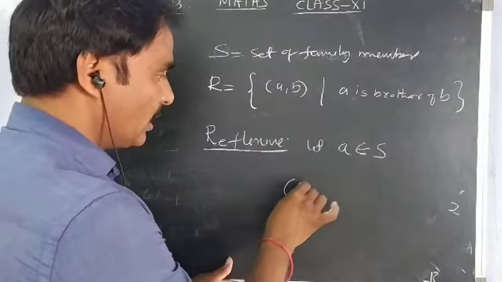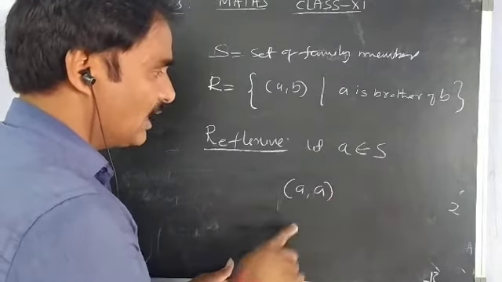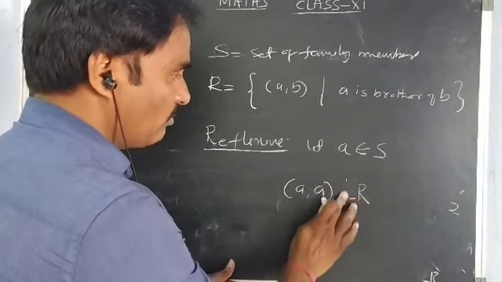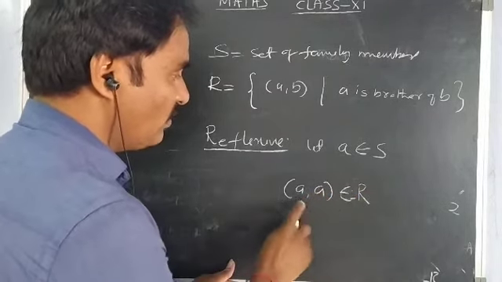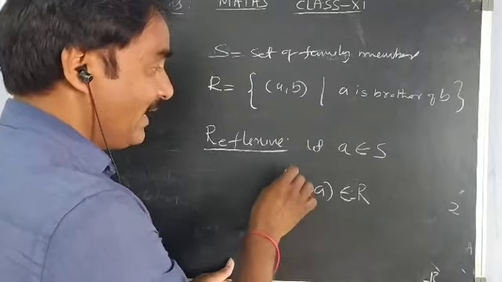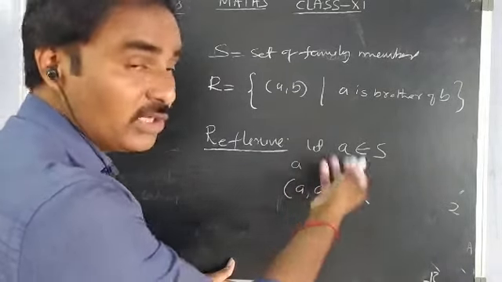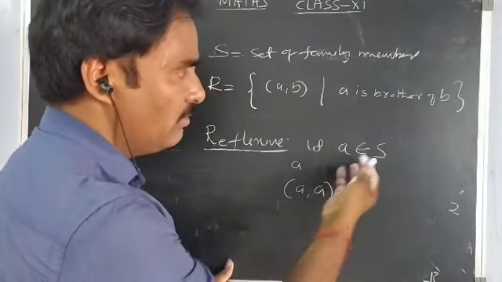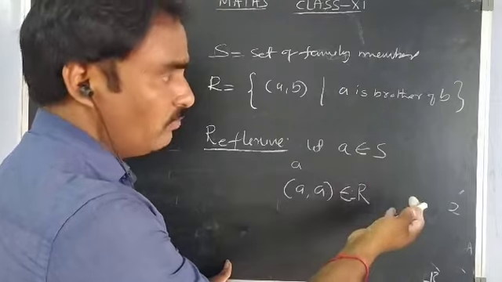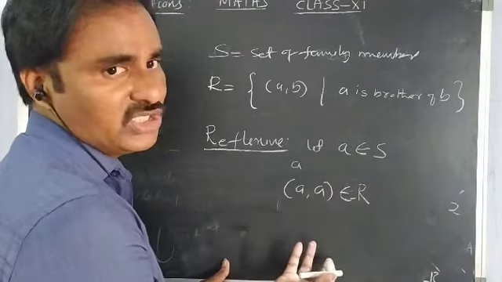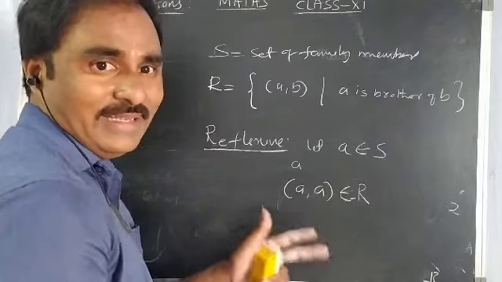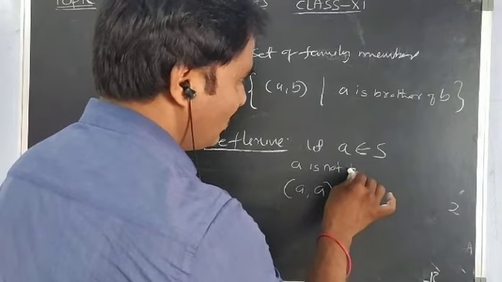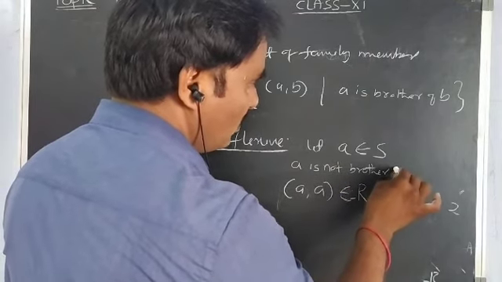Suppose I am taking the ordered pair (A, A). Before writing (A, A) belongs to R, we have to show the relation between A and A. Is A brother of himself? No. Why? Because A is one member, who may be a man or a woman. If it is a woman, it is not possible. If it is a man, a man is not himself a brother. A is not brother of himself.